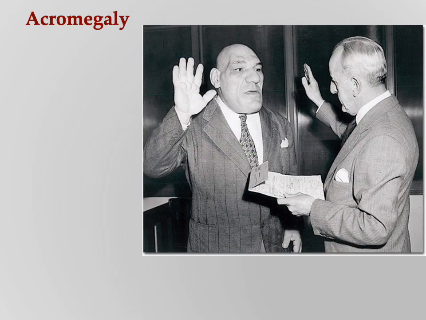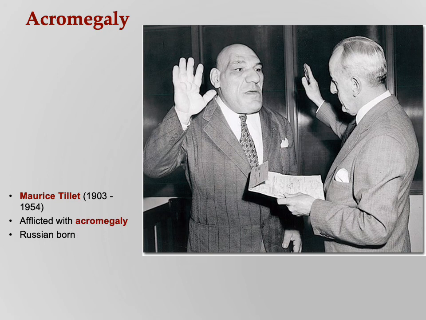And here's another person with acromegaly, kind of a famous person. His name was Maurice Tillet, who lived from 1903 to 1954. He had acromegaly. He was born in Russia, and he was a professional wrestler known as the French Angel, one of those WWE guys.